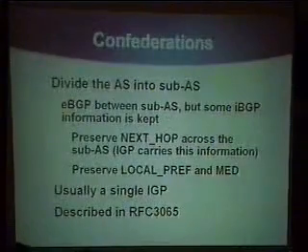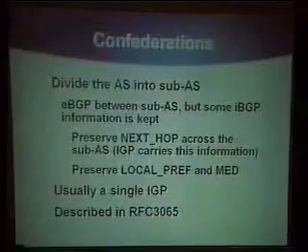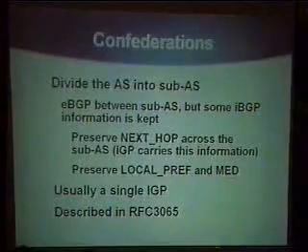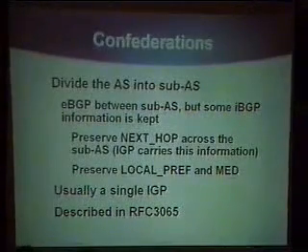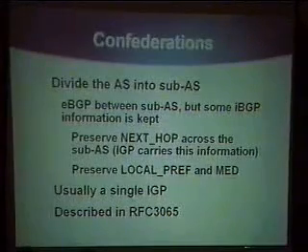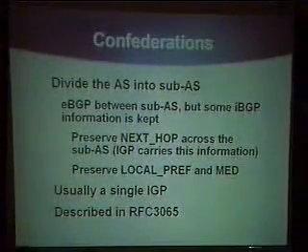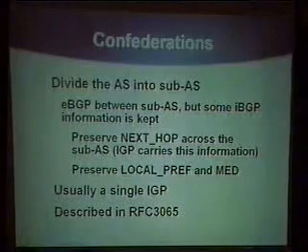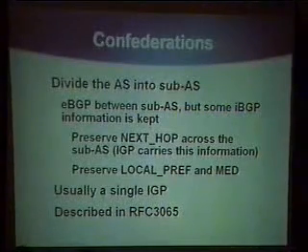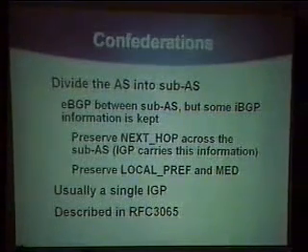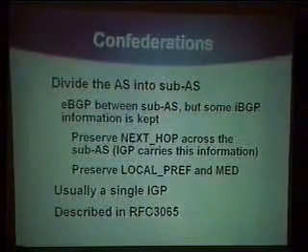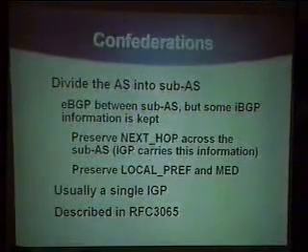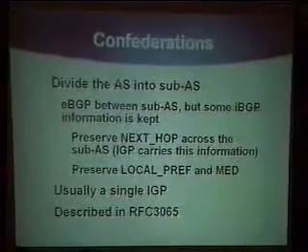Okay, configurations. Just a few slides. I'm not going to go through them in much depth. The way this works is by dividing the main autonomous system into lots of sub-autonomous systems. So rather than running an IBGP mesh, you break up your network. Within each sub-autonomous system, you run IBGP and you run eBGP between the sub-ASs. But it's not quite eBGP. You're keeping some IBGP information. Some people call it eIBGP. Again, it just depends which service provider you are.